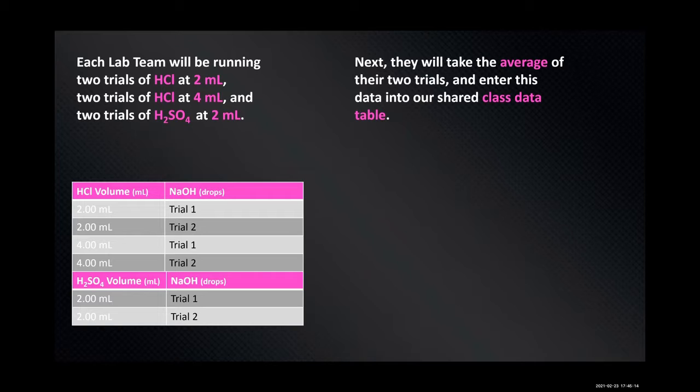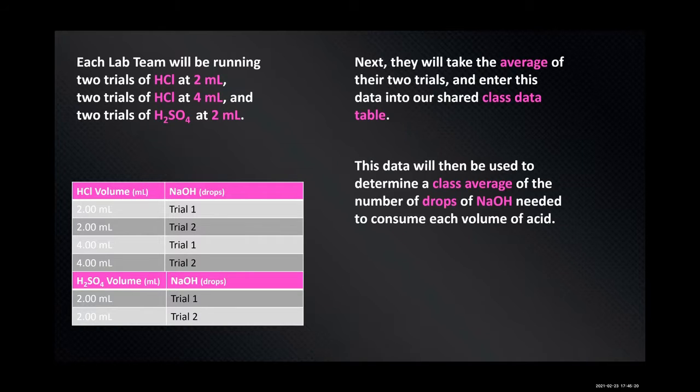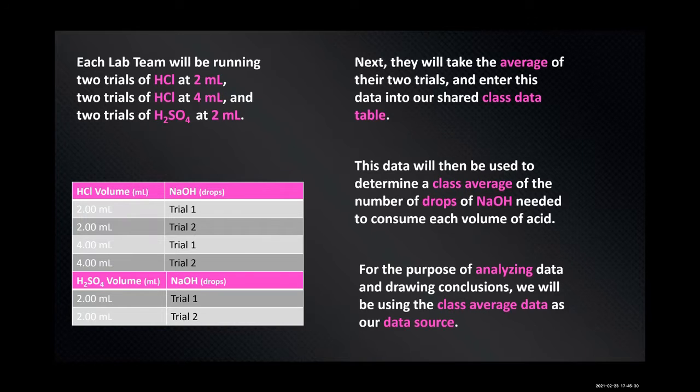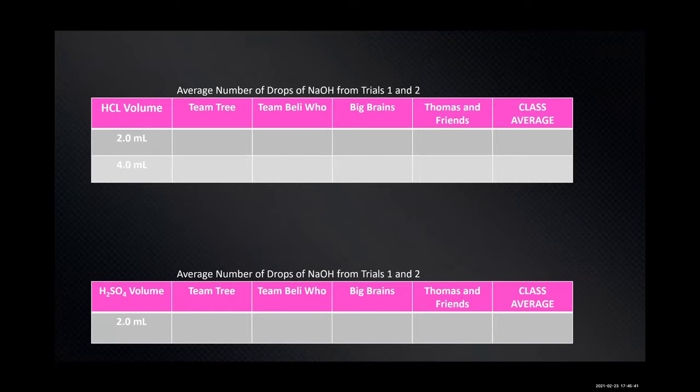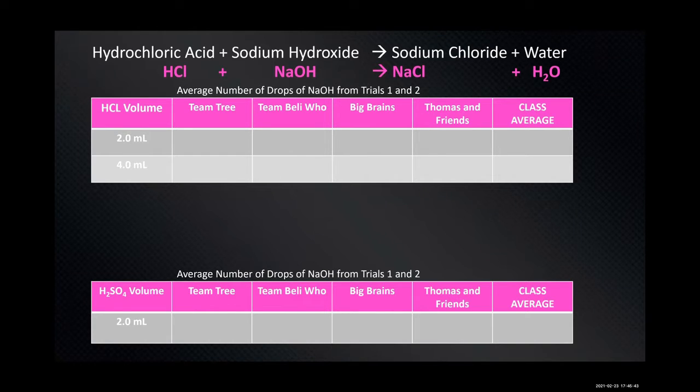Next, they will take the average of their 2 trials and enter this data into our shared class data table. This is the data that will then be used to determine a class average of the number of drops of sodium hydroxide needed to consume each volume of acid. And for the purpose of analyzing data and drawing conclusions, we will be using the class average data as our data source. So this is what our class average data tables look like.